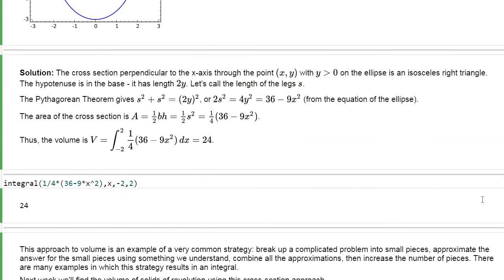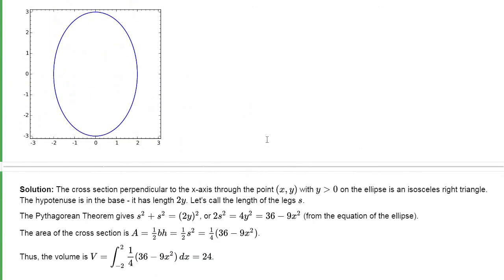All right. The cross-section perpendicular to the x-axis through some point (x, y) with y greater than 0 on the ellipse is an isosceles right triangle. So you give me some x value, and I'm going to take my cross-section. Let's say x is right here. I'm going to look at the point at the top of that cross-section that's in the base. It has x value, whatever x you gave me.